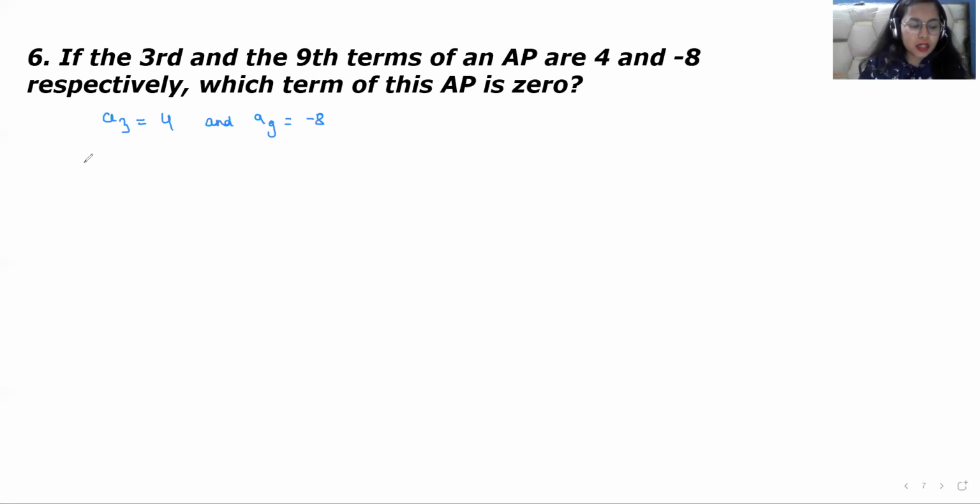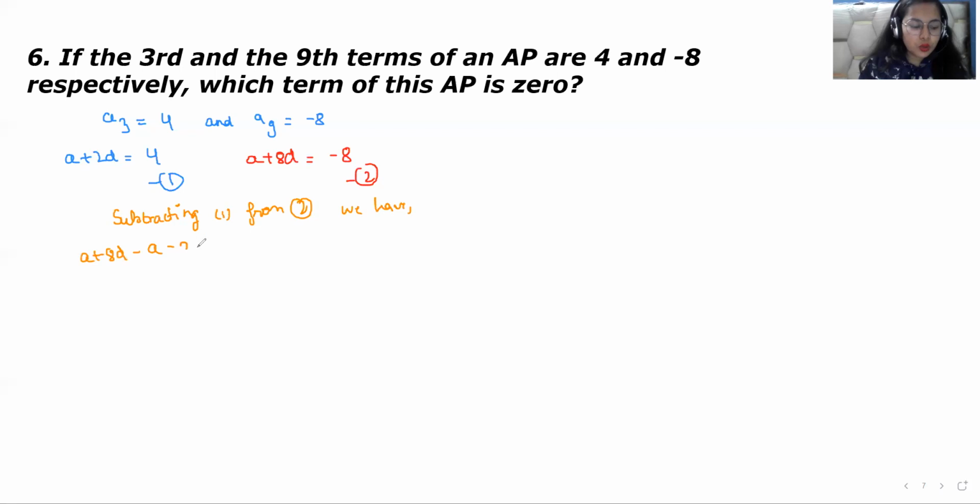So we can write A3 as A plus 2D equals 4. We'll take it as the first equation. And A9 we can write as A plus 8D equals minus 8. We will take it as equation 2. Now we are subtracting the first equation from the second. So A plus 8D minus A minus 2D equals minus 8 minus 4.